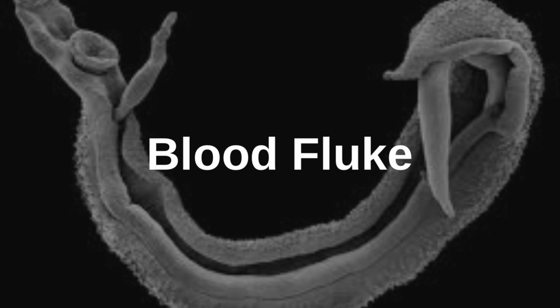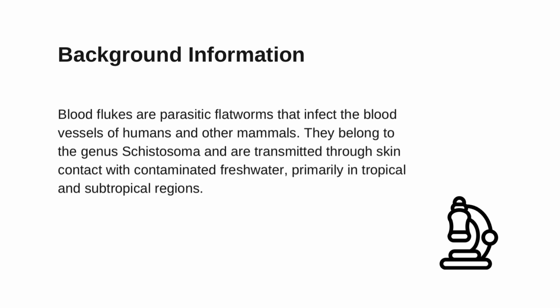Some background information on blood flukes. Blood flukes are parasitic flatworms that infect the blood vessels of humans and other mammals. They belong to the genus Schistosoma and are transmitted through skin contact with contaminated fresh water.